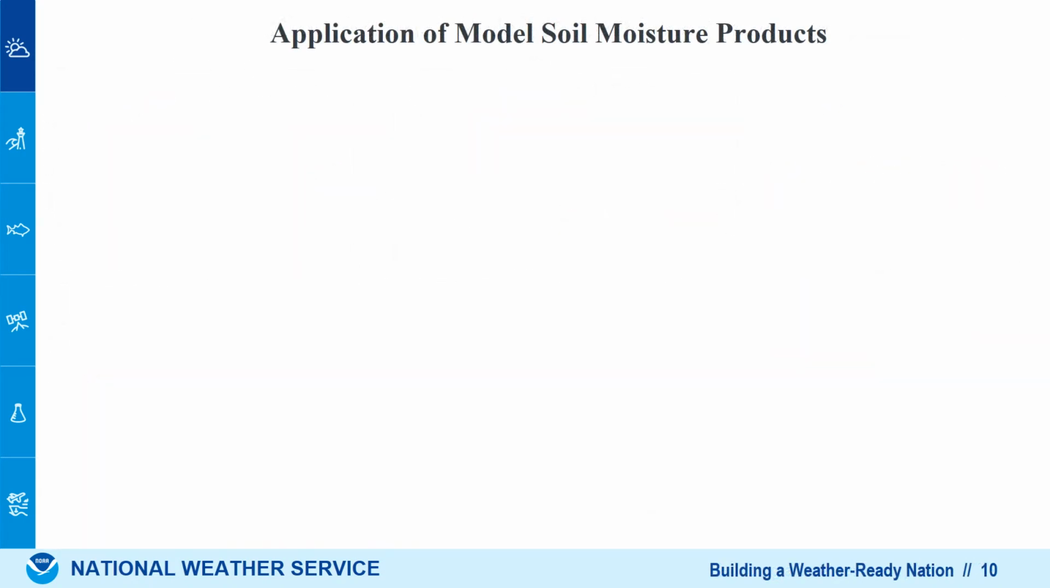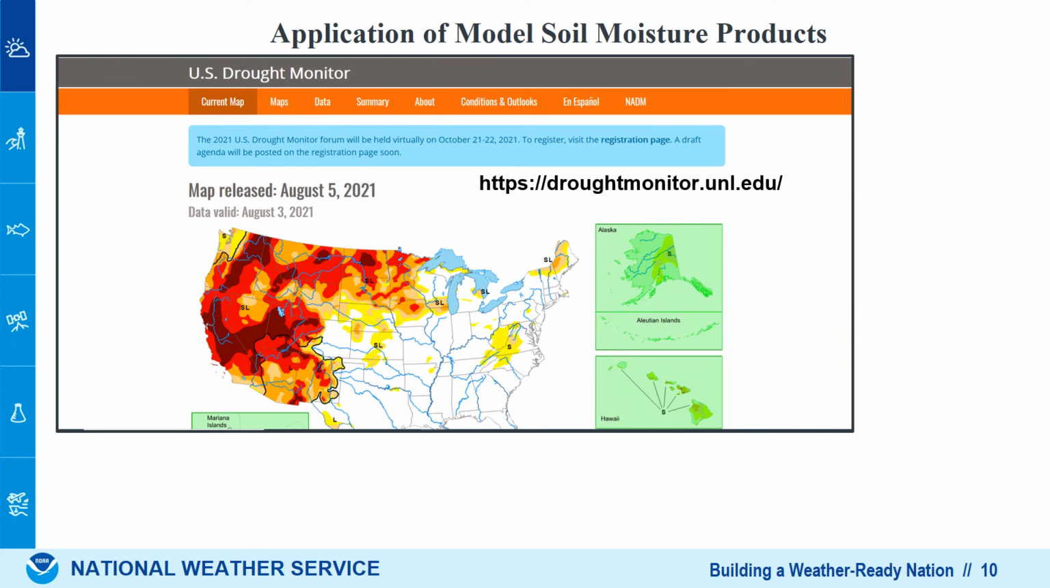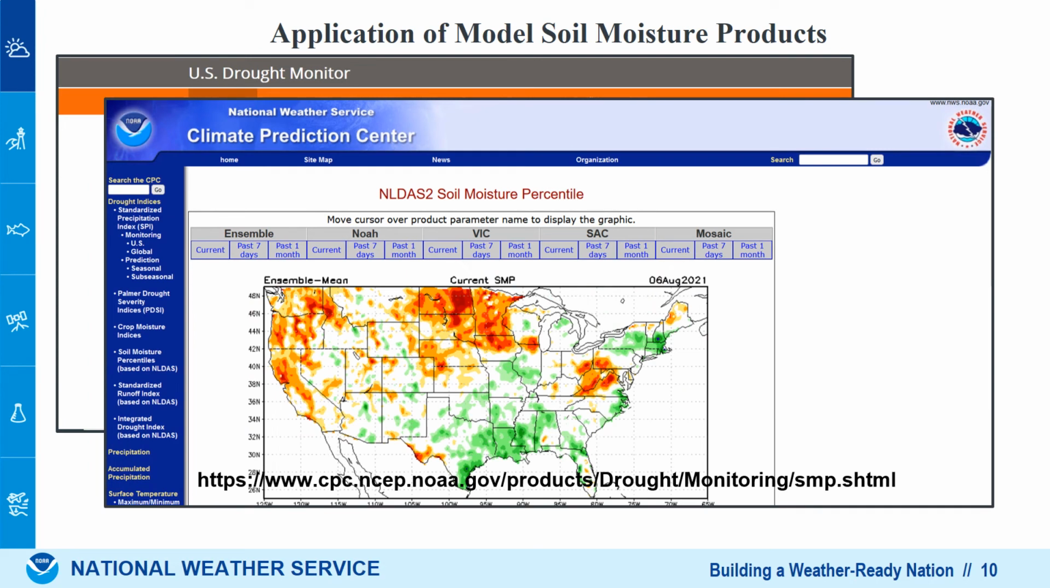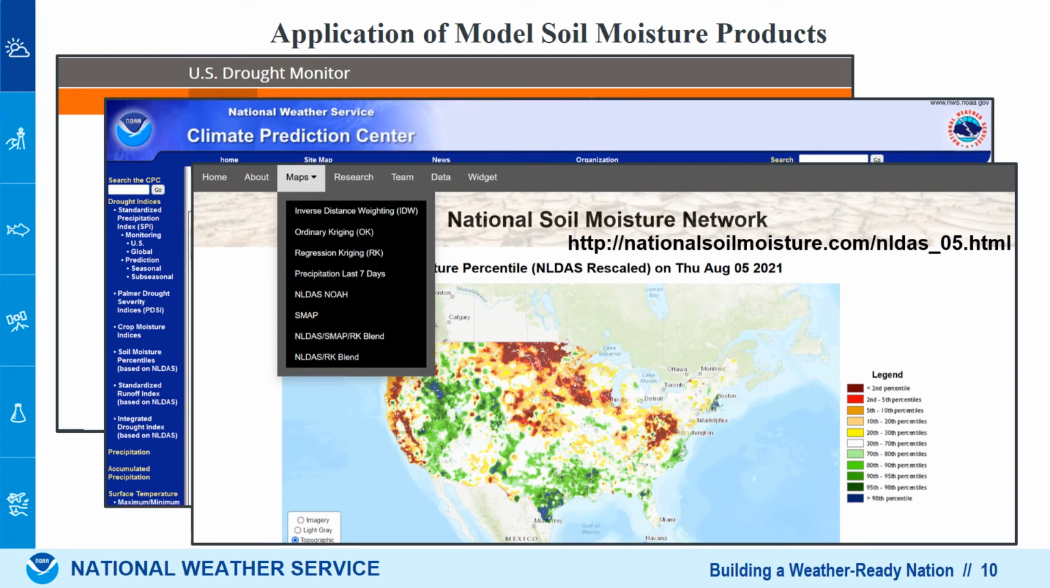This slide shows application of model soil moisture product. This is an application for the US Drought Monitor. This slide shows application for the monthly CPC drought briefing. This slide shows the NLDAS application for the National Soil Moisture Network.